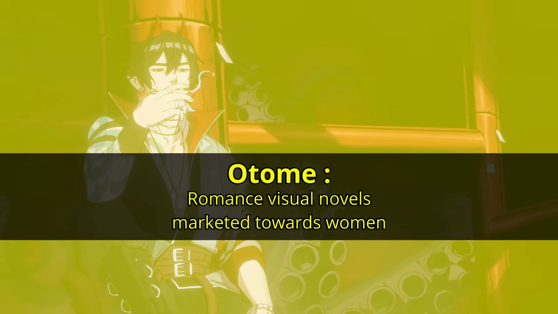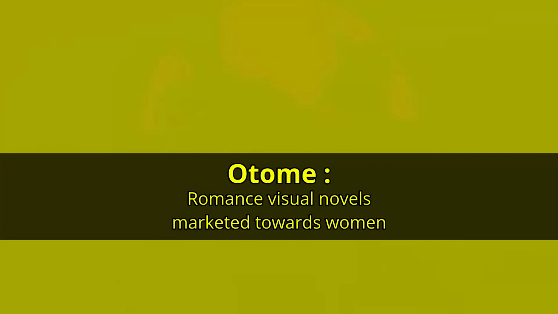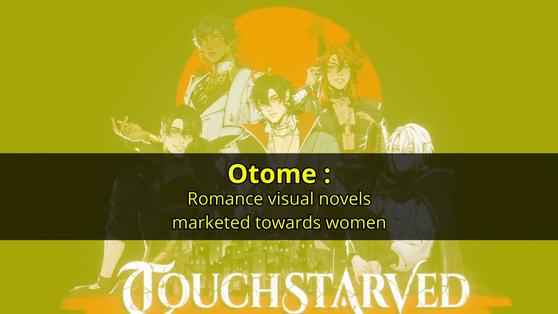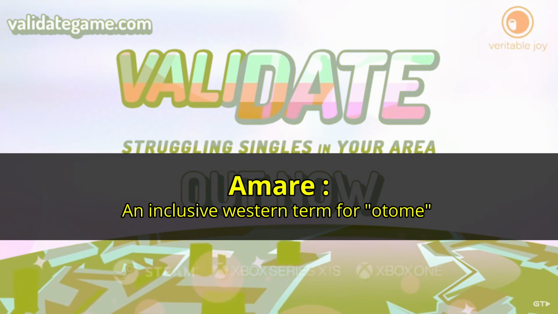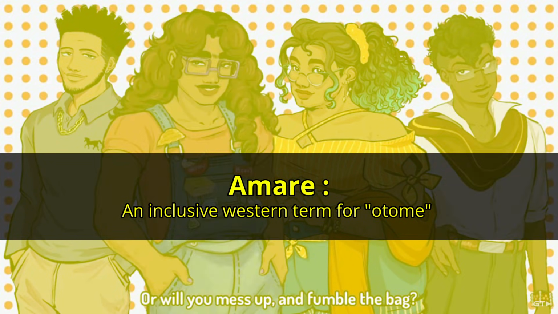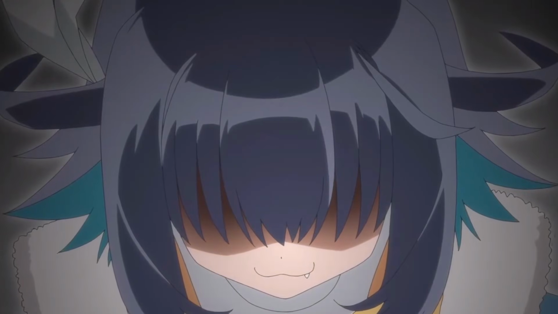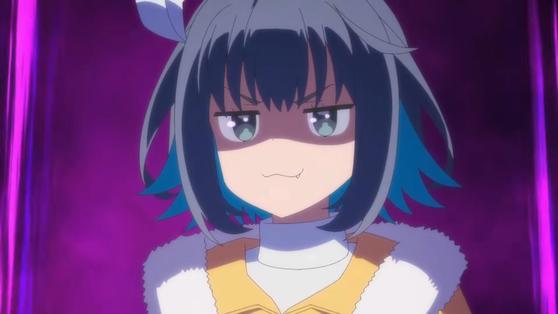Otome, or otoge, are romance games where the intended audience is women, regardless of the actual romanceable character options. In the West, the term amare was coined for visual novels with an otome vibe, but without any real strict gender definitions, but generally, people have stuck with the term otome for romance games in general.